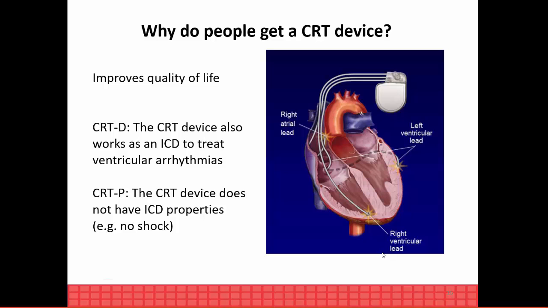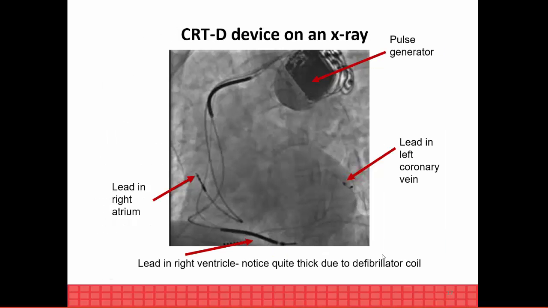This is an example of what a device looks like on X-ray. The top right, you'll see the pulse generator or the brains of the device. You'll see 3 leads exiting the top of the device, and to the left is the lead in the right atrium, and that's an active fixation lead. We can vaguely make out the screw coming out the tip.